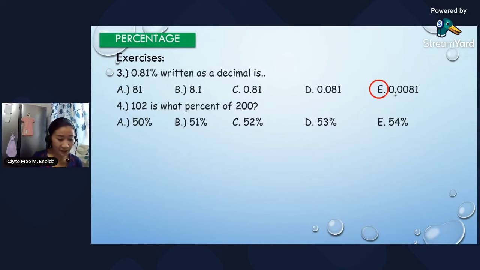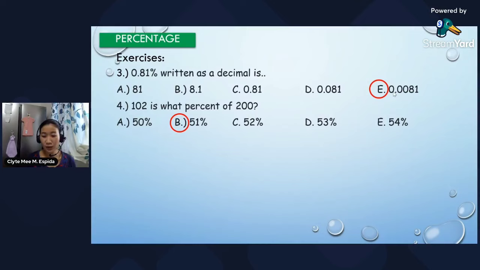Okay? Masyadong mabilis. So you answered B. B, okay. Okay, so I guess you're confident with your answers. Okay, so the answer is letter B. That is 51%.